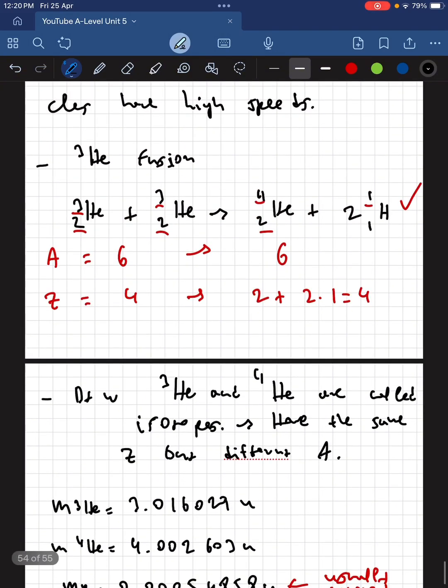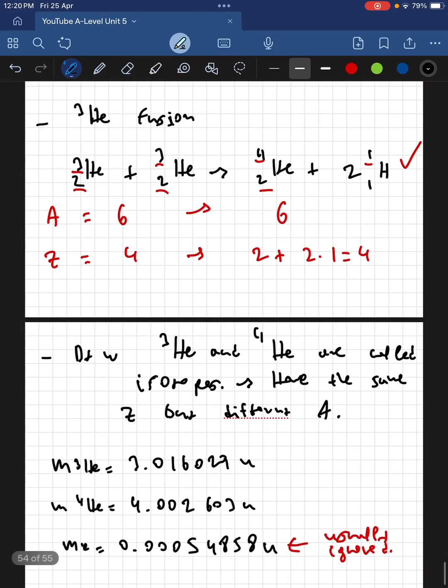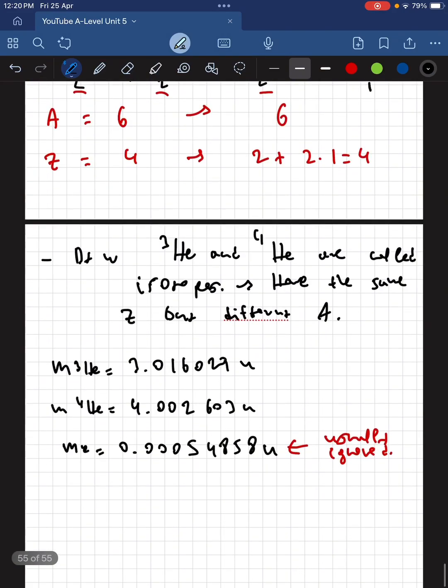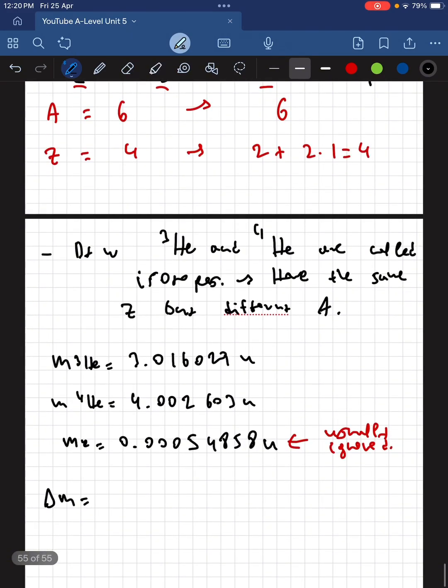Now, remember the mass deficit that we discussed before? We use the same principle here to find the energy produced in fusion. So delta M is the mass of particles before, so mass before minus mass after. So in our case, what's the mass before?